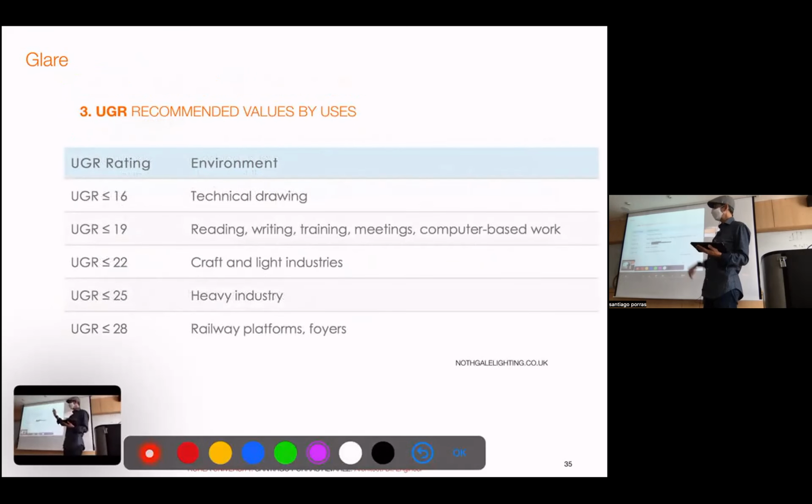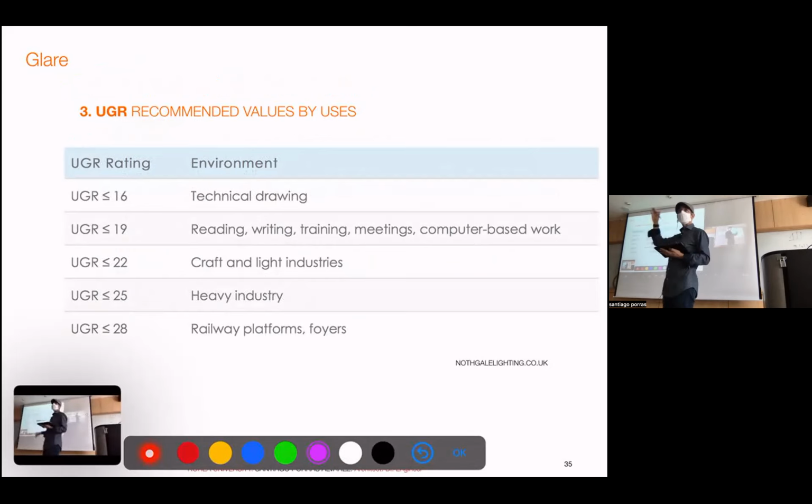This is from the British standards. It's not easy to find data, but we have here some kind of the requirements for glare in different kinds of spaces.